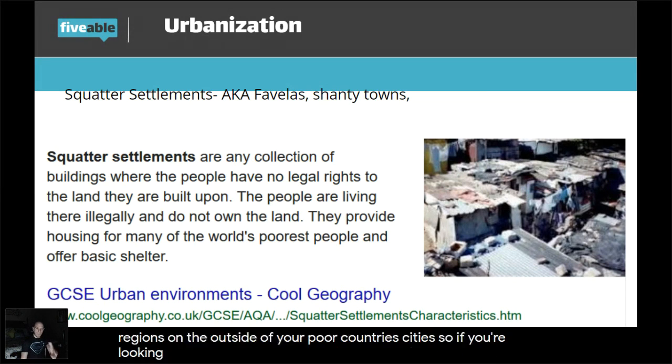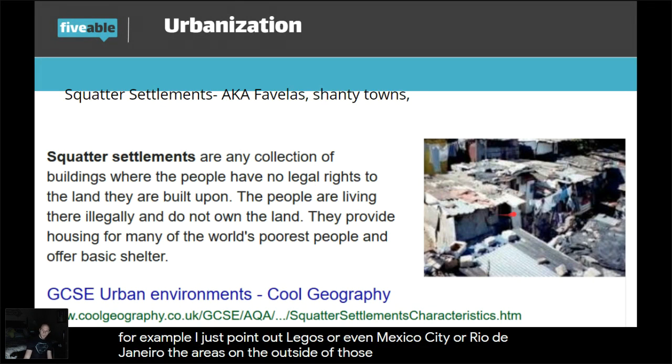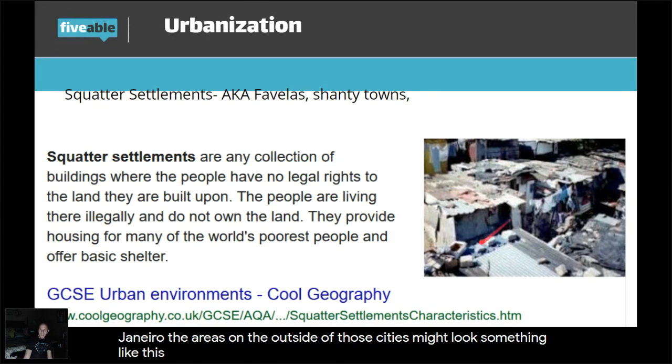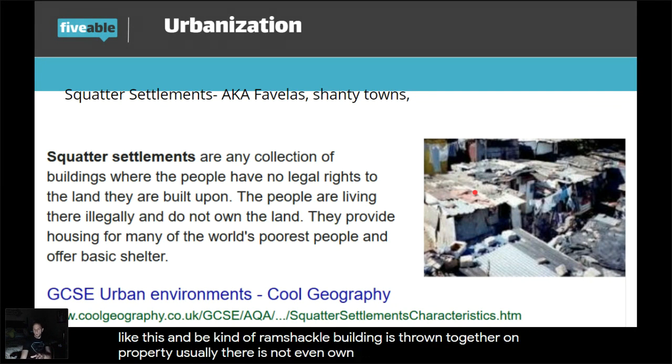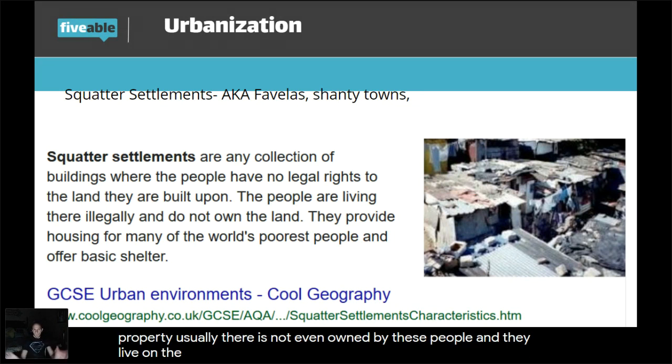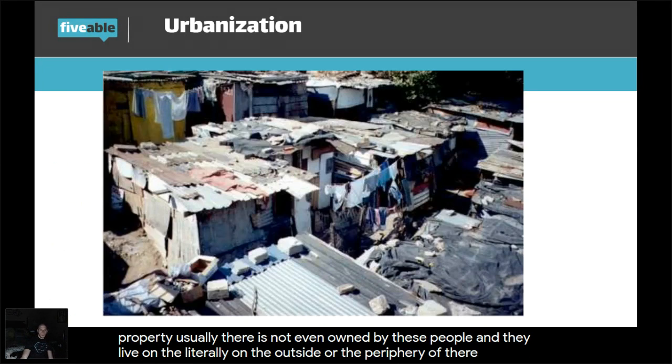So if you look at, for example, Lagos, or even Mexico City, or Rio de Janeiro, the areas on the outside of those cities might look something like this, kind of ramshackle buildings thrown together on property usually that is not even owned by these people, and they live literally on the outside or the periphery of their cities.